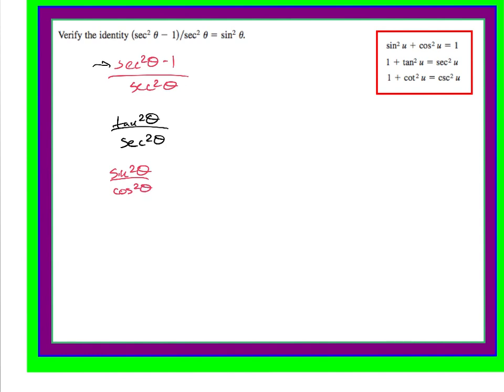Now, if I divide by a secant, that's really multiplying by what? A cosine. So this is now going to be cosine squared up top. So what happens? The cosine squareds cancel. So what are we left with? A sine squared is equal to a sine squared. And that's what we wanted.